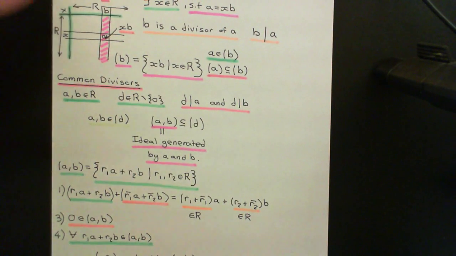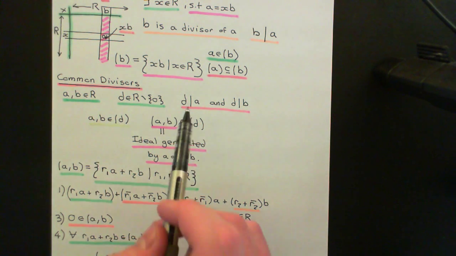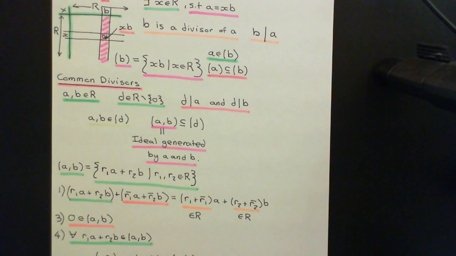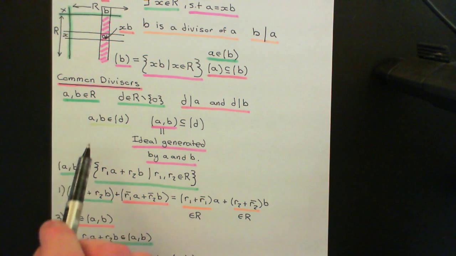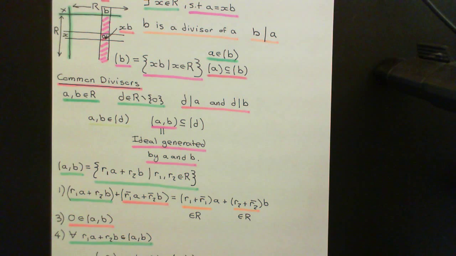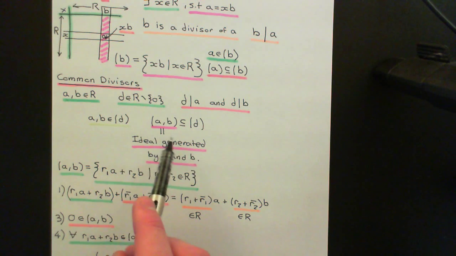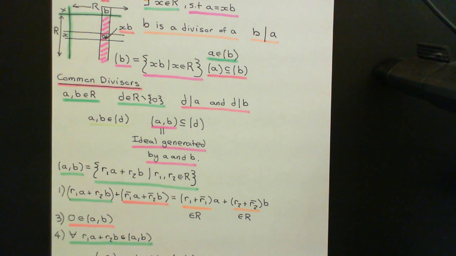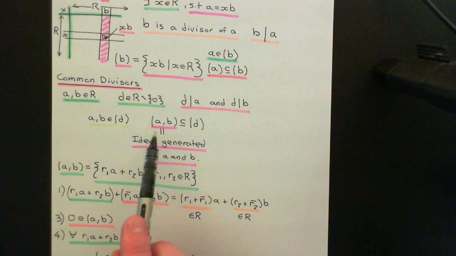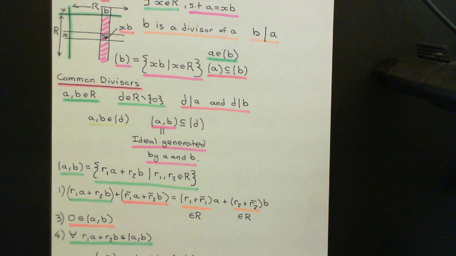Okay, so back to common divisors, if we do have a common divisor D, which divides both A and B, then we know that A and B must be in the principal ideal generated by D. That therefore implies that this smallest ideal that possibly contains A and B must be completely contained within the principal ideal generated by D. Okay, so that gives us good intuition with regards to common divisors.